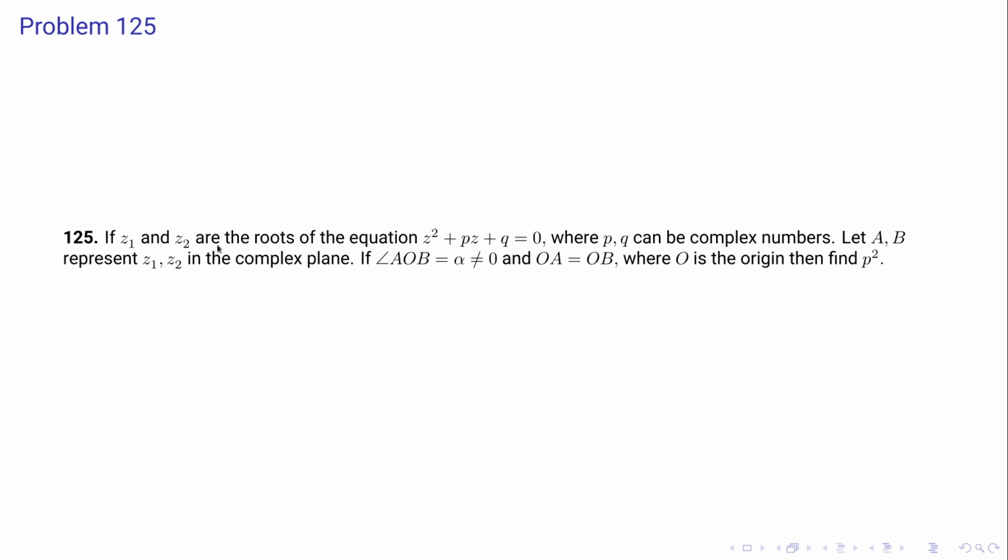If Z1 and Z2 are roots of the equation Z square plus PZ plus Q is equal to 0, where P and Q can be complex numbers, let A, B represent Z1, Z2 in the complex plane. If angle AOB is equal to alpha, which is not equal to 0, and OA is equal to OB, where O is the origin, then find P square.